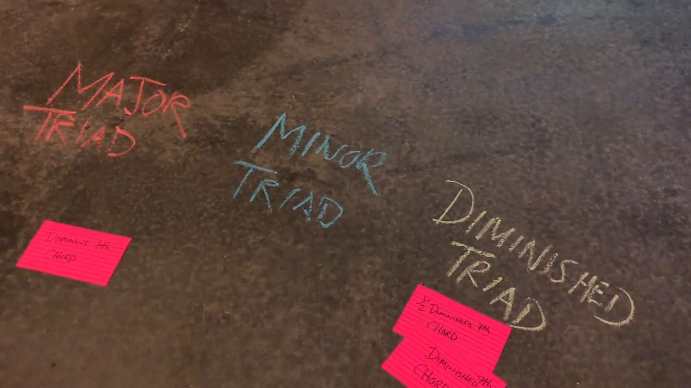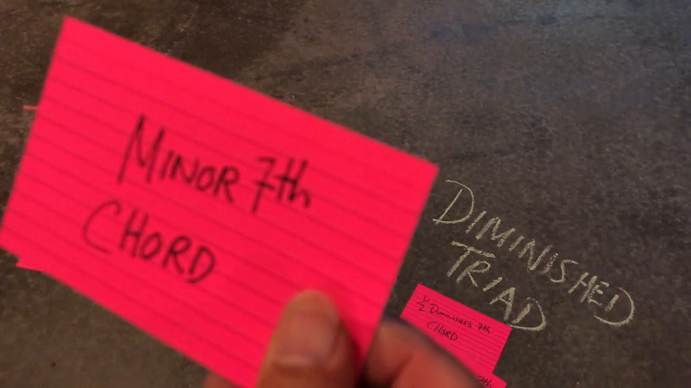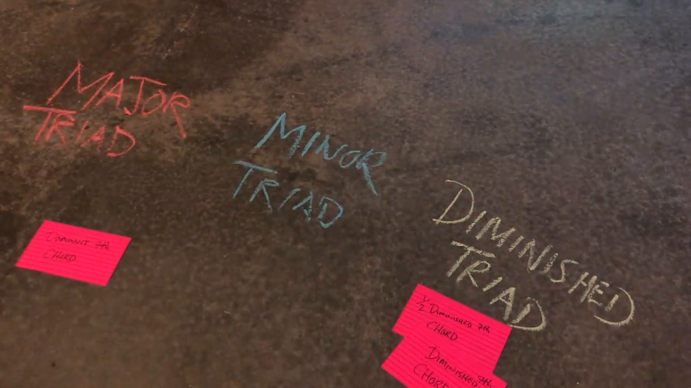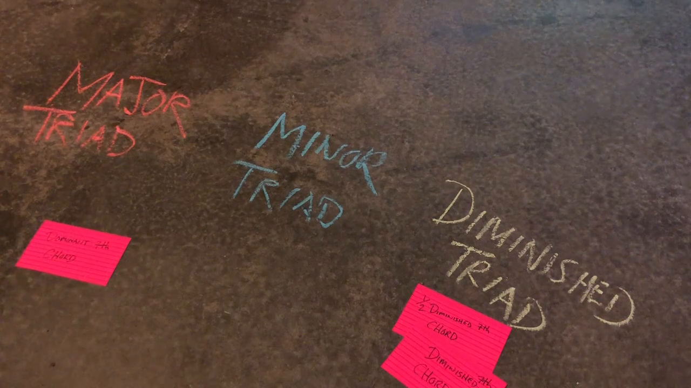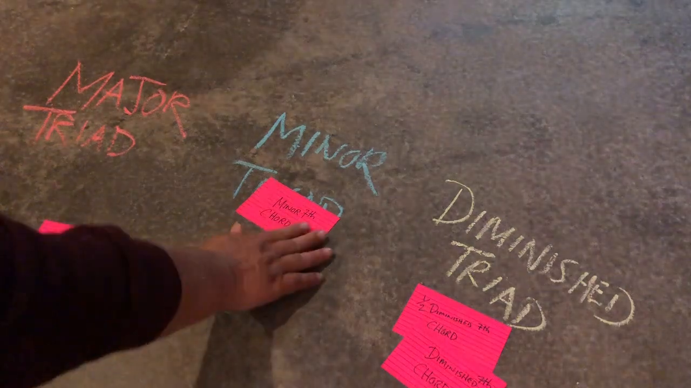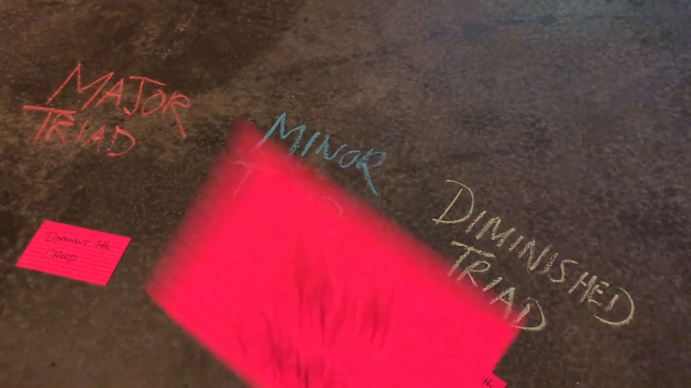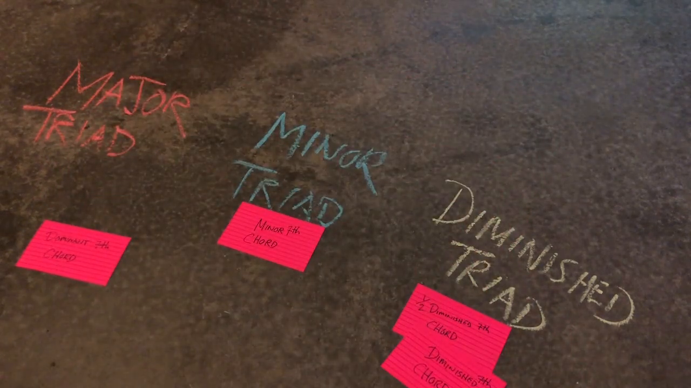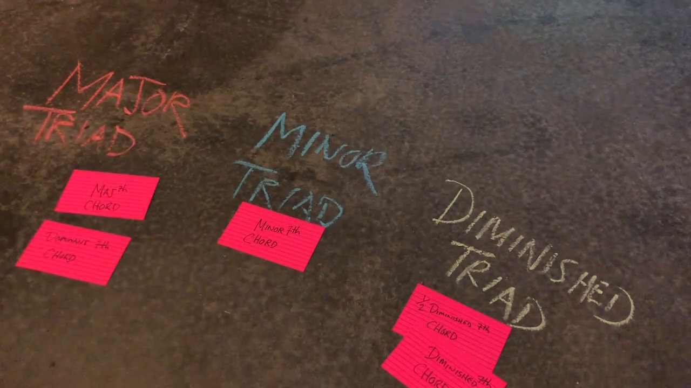Okay? And if you have a minor 7th chord, where would that go? What kind of triad does that have in it? And you'd be right if you said, well, we're guessing that it's going to have a minor triad in it. And the last one is something called the major 7th chord. And what kind of triad does that have in it? Well, it's got a major triad in it.